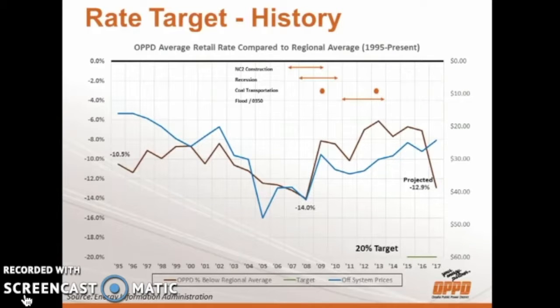The good news in this, if you go out to 2016, based on the preliminary EIA data, and that will be finalized later this summer, last year we ended the year at 6.6 below the regional average. Our projection at the end of 2017 is to be 12.9 below the regional average.